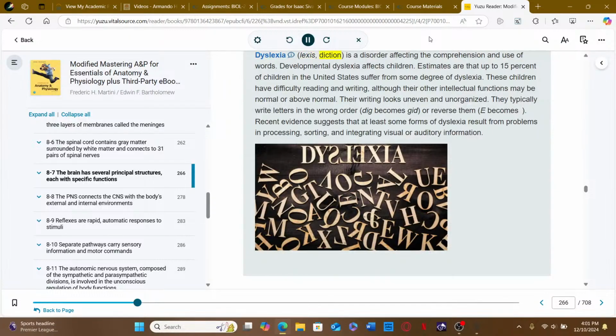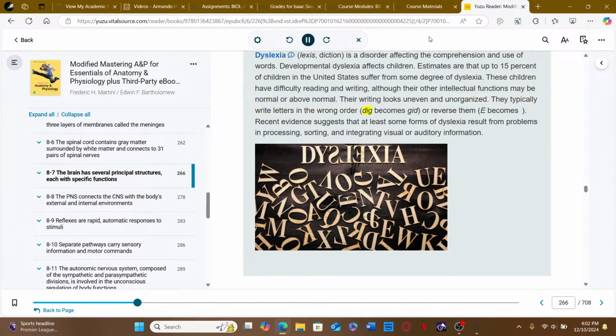Dyslexia, lexis, diction, is a disorder affecting the comprehension and use of words. Developmental dyslexia affects children. Estimates are that up to 15% of children in the United States suffer from some degree of dyslexia. These children have difficulty reading and writing, although their other intellectual functions may be normal or above normal. Their writing looks uneven and unorganized.